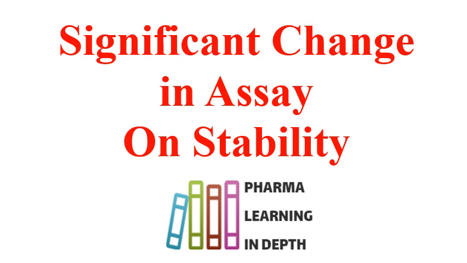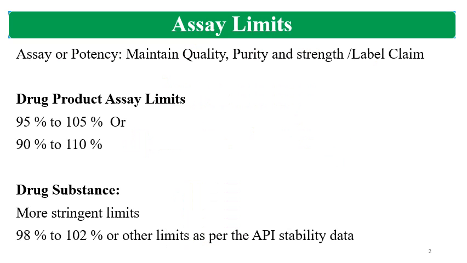So you might have heard about the terminology as stability, assay and significant change. Whenever there is change in the assay or potency beyond the specified limits, it will come under the category of significant change. Assay or potency is required to maintain the quality, purity and strength or label claim of the formulation, and also it is required for the drug substances.